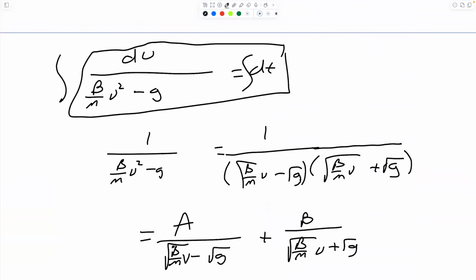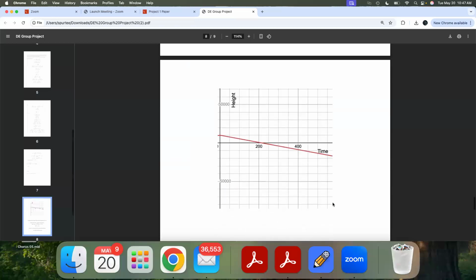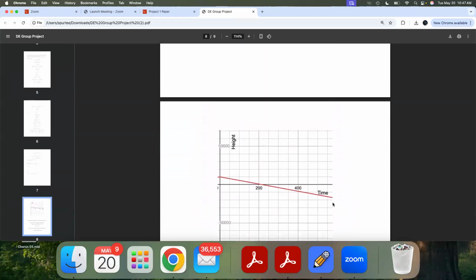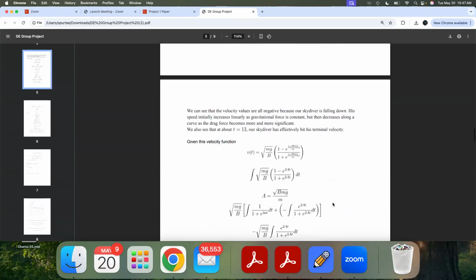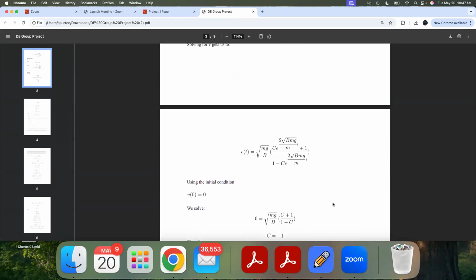Okay, so you're going to type all this up in a paper. It's going to look a lot like this paper here. You're going to have graphs. You're going to type up all your own math. All the math must be typed up. I'll show you the best way to type up math.